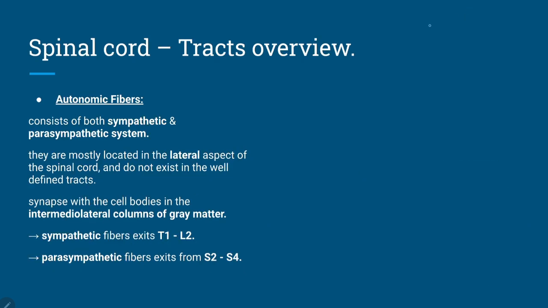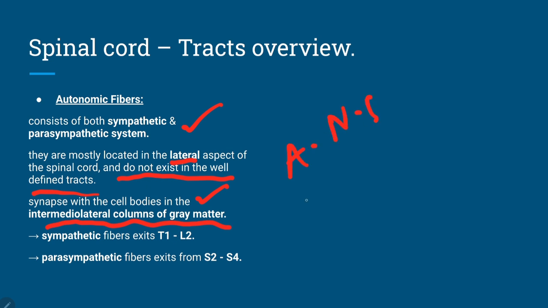The third one is basically the autonomic fibers. That consists of both sympathetic and parasympathetic fibers. They're mostly located in the lateral aspect of the spinal cord and do not exist in a well-defined tract. So it's all over the place. And it will synapse with the cell bodies in the intermediolateral columns of the gray matter. I have discussed that in my previous lectures on the autonomic nervous system, which include the sympathetic nervous system and parasympathetic nervous system, in detail over there.